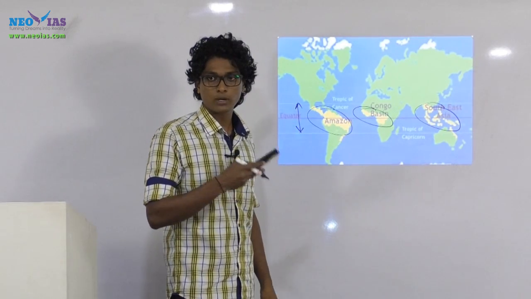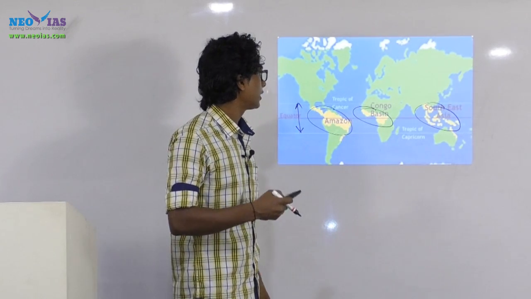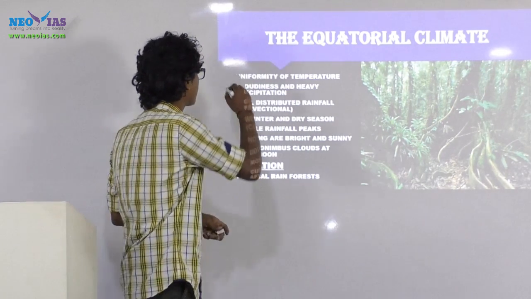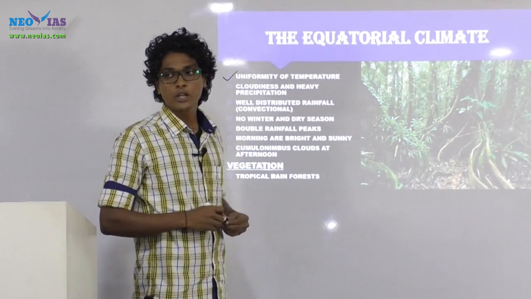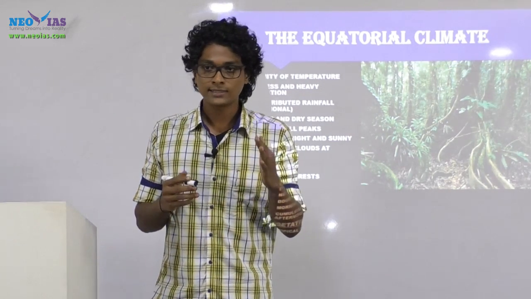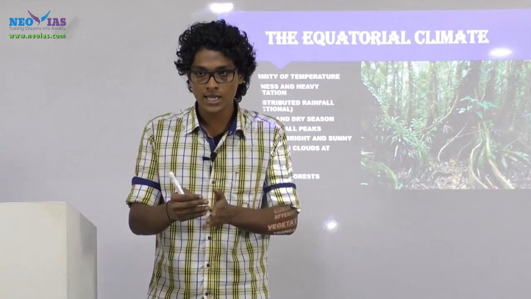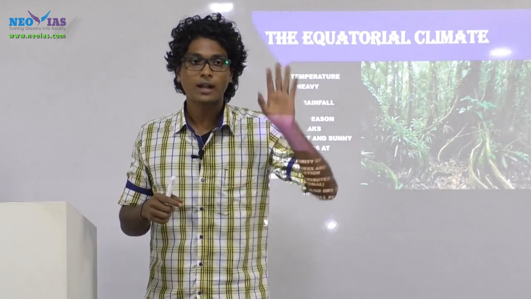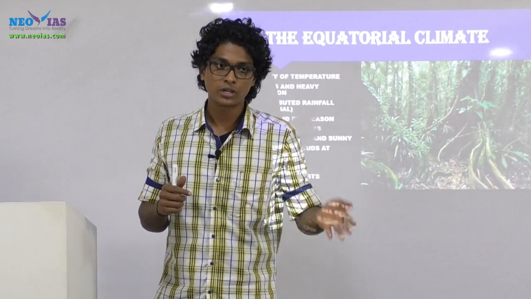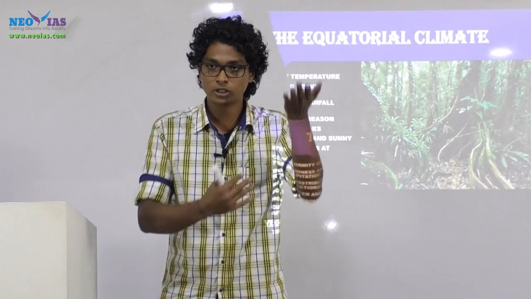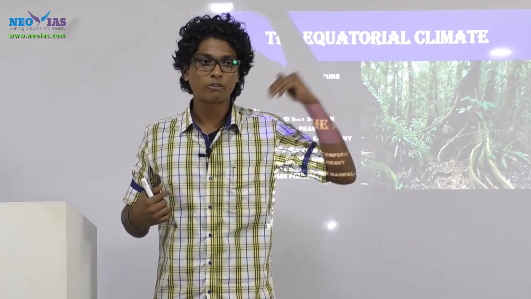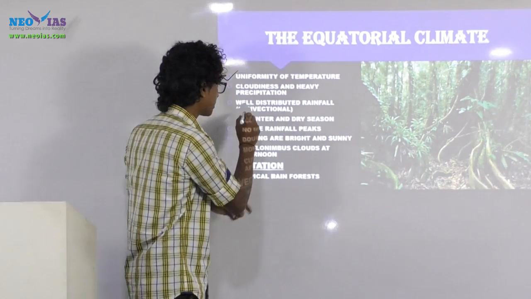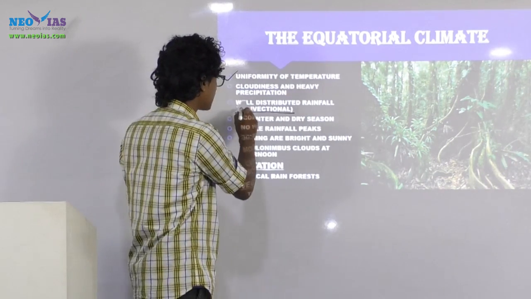Now let's see the characteristic features of the equatorial climate. The important feature is that it will have uniform temperature. In the sense that since we have insolation throughout the year, temperature will be uniform throughout the year. And throughout the year, we will have convectional rainfall. Convection means vertical movement of air due to insolation, and this will result in more precipitation, right? So in the equatorial regions, rainfall is generally convectional, and it will be well distributed throughout the year.